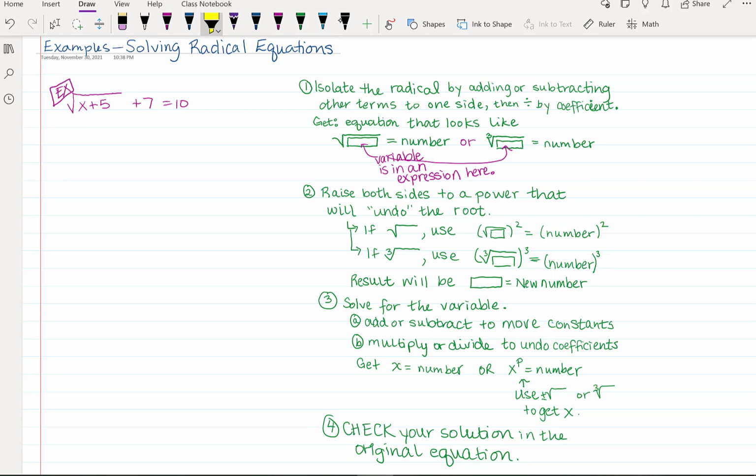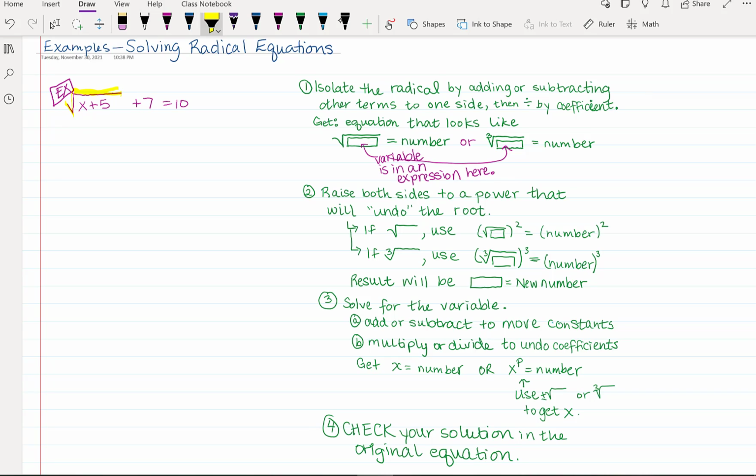So first of all, let's look at this problem. Notice I have a square root of the quantity x plus 5, and I've added 7 to it, and I'm saying that that equals 10. So we could say the square root of the quantity x plus 5, plus 7, equals 10. That's our equation. So I'm trying to find something that when I add 5 to it and take its square root and then add 7, I get 10. Okay. Over discussed, but let's move on.